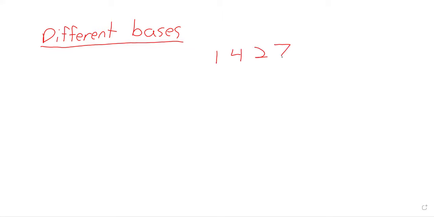So let's look at a number. 1,427. This is written in the standard way, which is decimal or base 10. So let's cast our mind back, if possible, to when we were learning about numbers for the very first time. And let's try to recall how base 10 works. I mean, it's something that's probably by now so intuitive to us that it might be hard to think about.